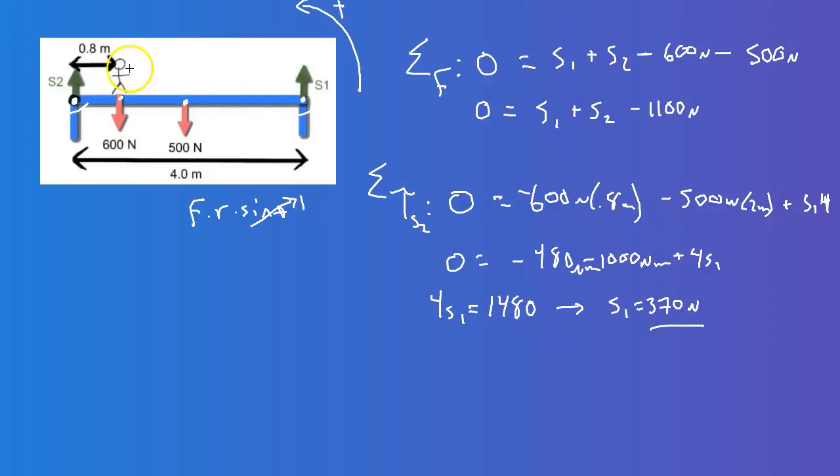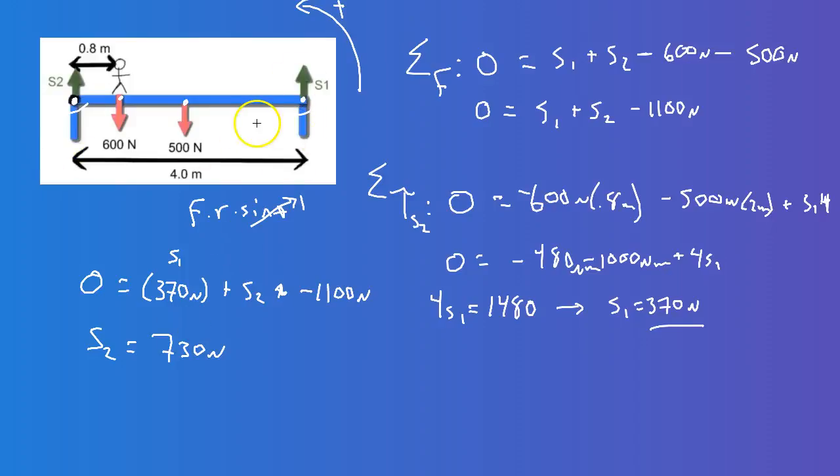Now our next step, if we want to find out how much force this one has to supply, as we put it into here, we're going to say 0 is equal to 370 newtons for S1 plus S2 plus or minus our 1100 newtons. So we're going to solve this for S2 and get that S2 is equal to about 730 newtons.